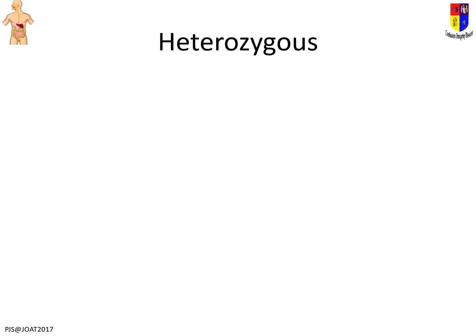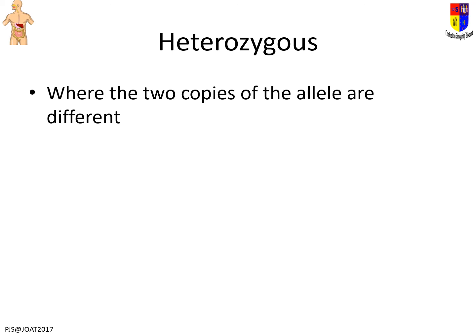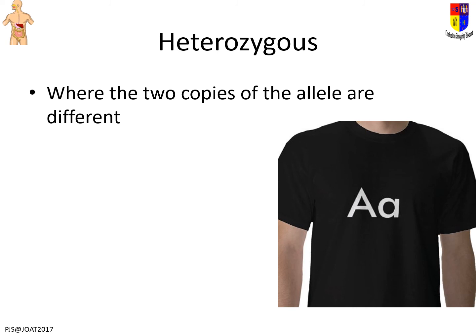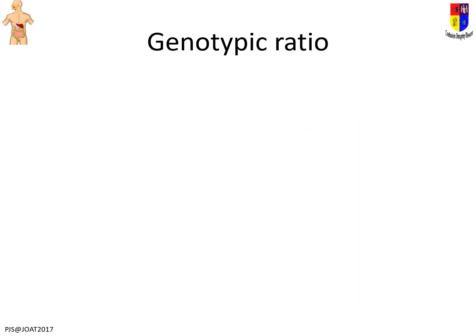Okay, so if you've got homozygous, it should not surprise you that we have heterozygous. So this time we have 2 copies of the allele, but they are different. So big A, little a. This is the genotypic ratio.